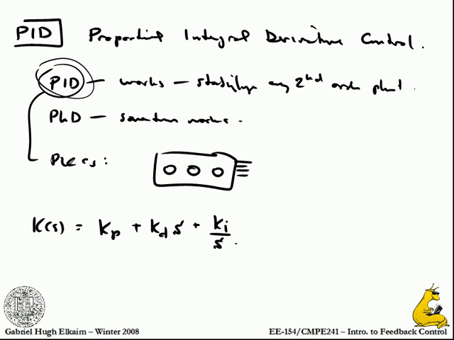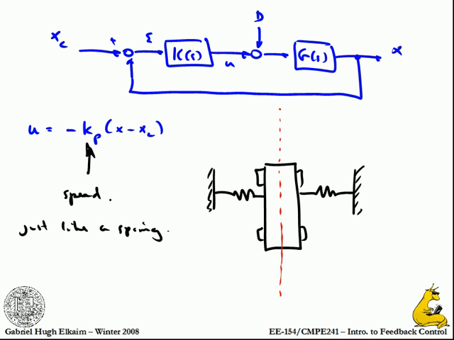So the 1 over S is an integrator, the S is derivative. Each of these has a physical sense of what it does. The proportional gain looks a lot like springs trying to bring your mass back to center. The bigger you make the proportional gain, the stiffer this gets, the higher the natural frequency goes. And the stiffer the whole system goes, the harder the ride, to a certain extent.